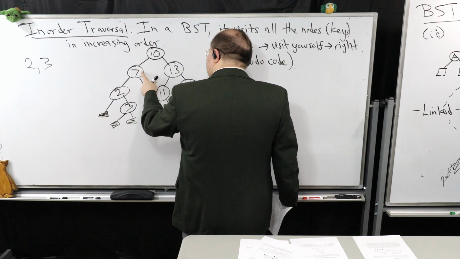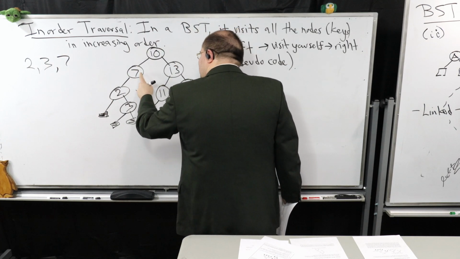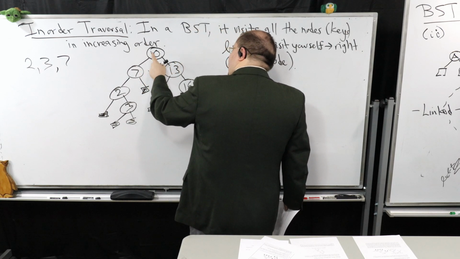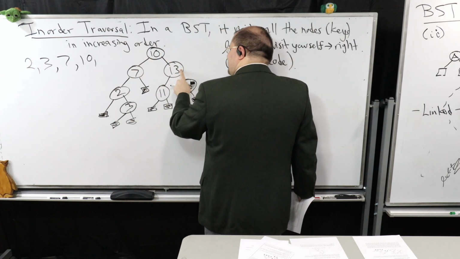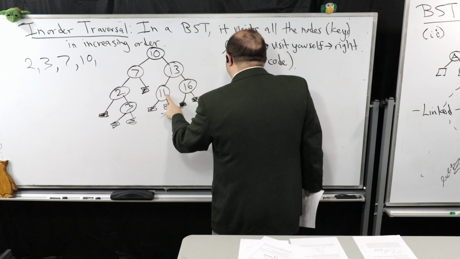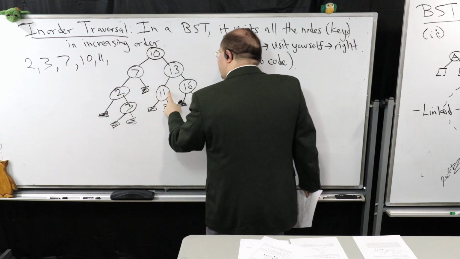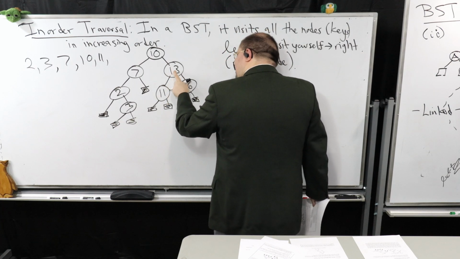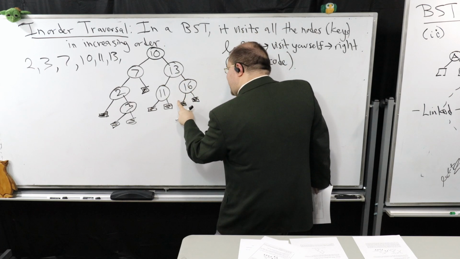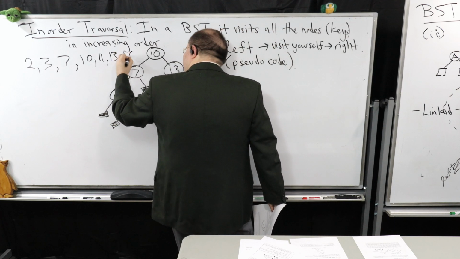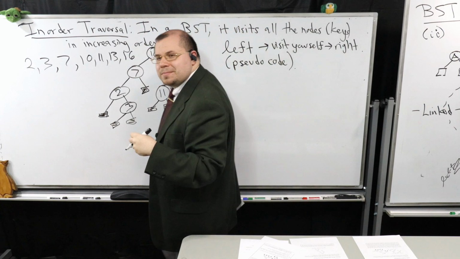I'm done here. I go to 7. I visit 7 because I've gone to the left already. Then I go right. There's nothing there. I go back up. I visit 10. Then I go right. Now I gotta go left, right? I gotta go left. Nothing here. I visit myself. Then I go right. Then I consider myself for 13 because I've already gone left. Then I go right. Nothing here. Consider myself. Then I go right. Then I'm done here, done here, done here, and I'm done.